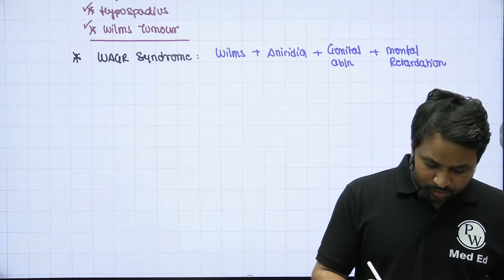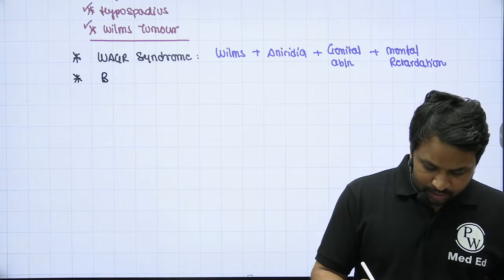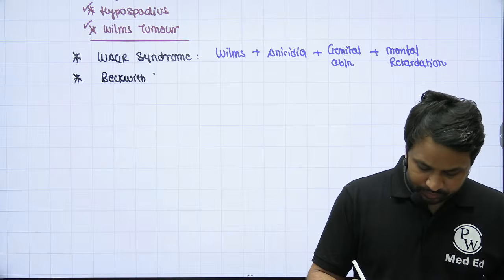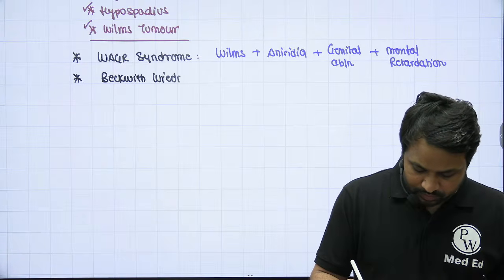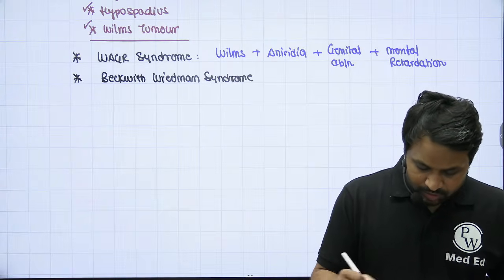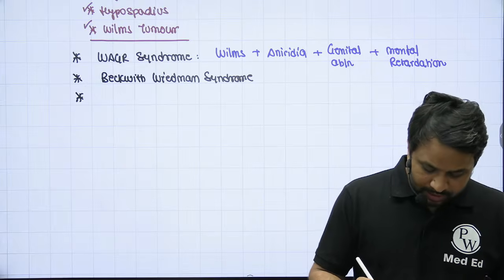The other syndromes that Wilms tumor is associated with are Beckwith-Wiedemann syndrome. Another syndrome that is associated is going to be Denys-Drash syndrome.